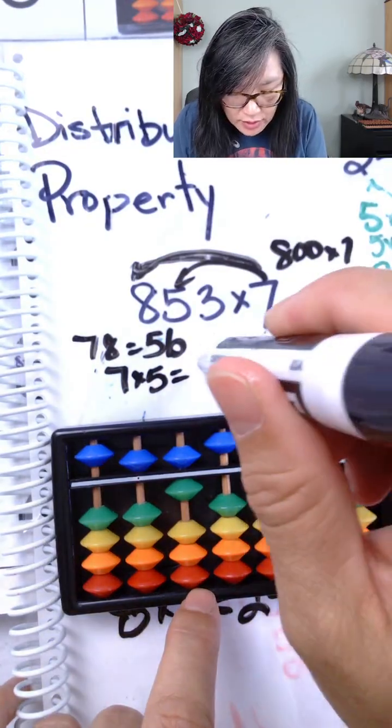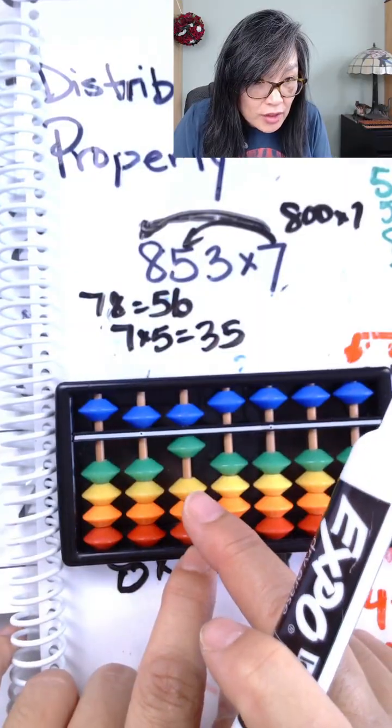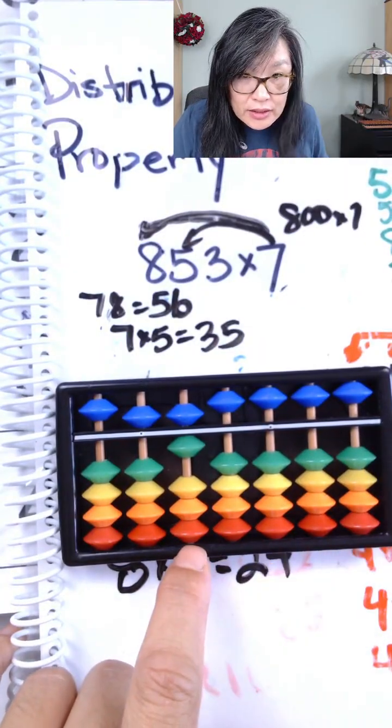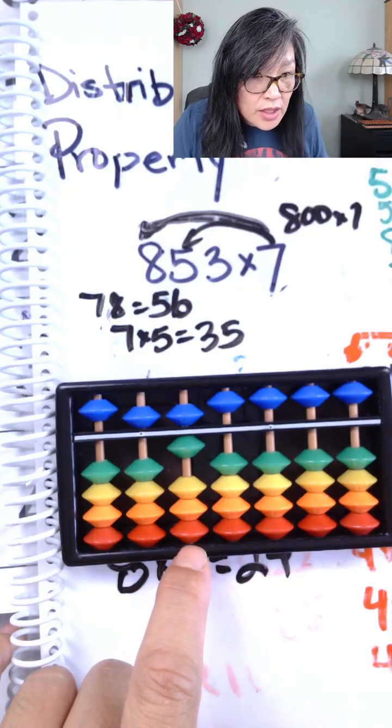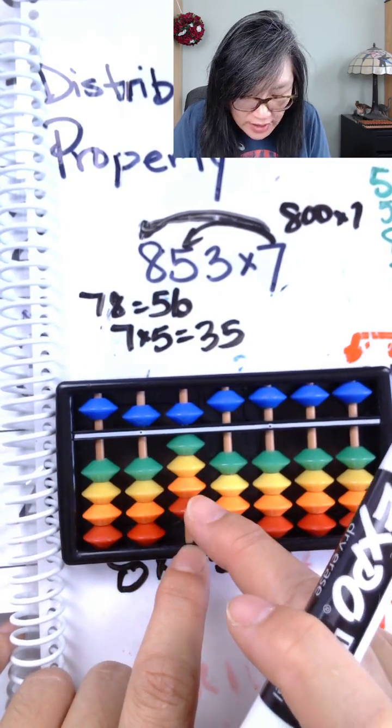35. Thank you, Cajun. 35. So do I have enough to add the 3? Yes or no? Thank you, Emmanuel. Do we have enough to add the 3? Yes or no? This is the 3, right? We're going to add the 3.